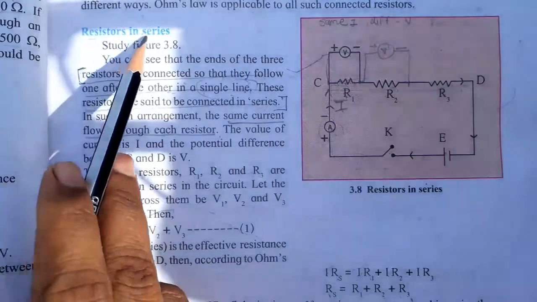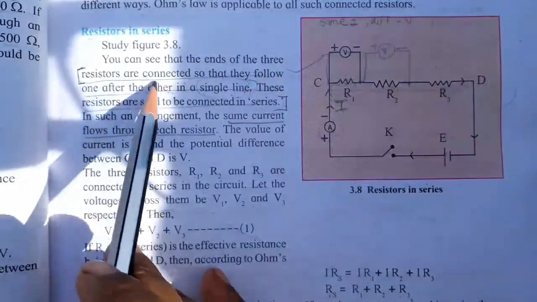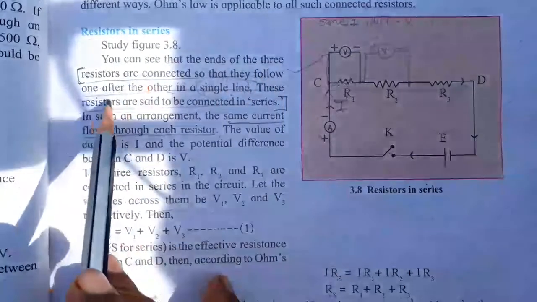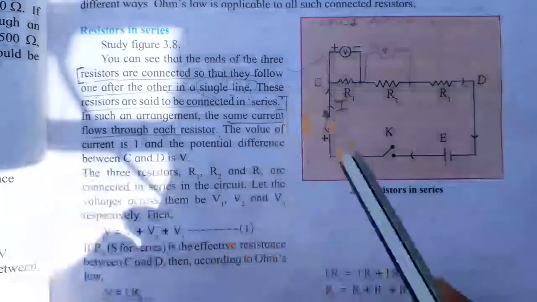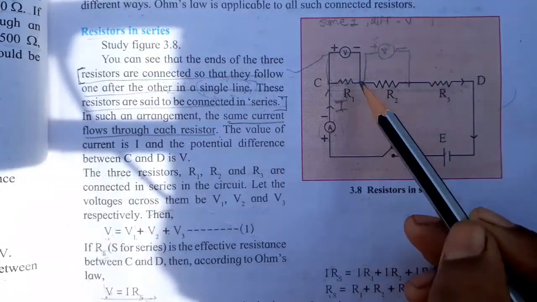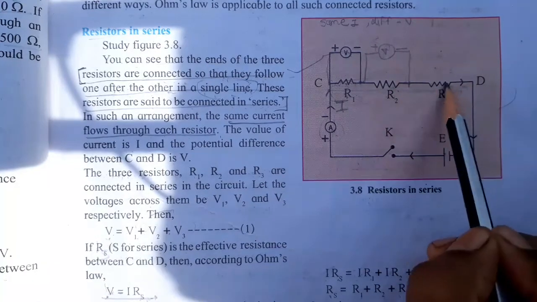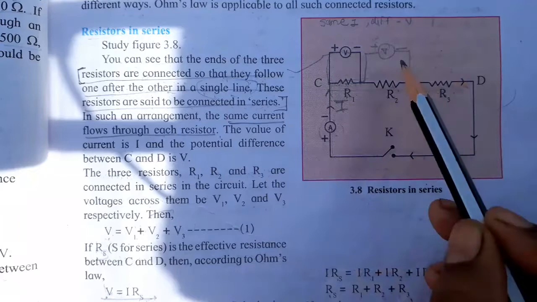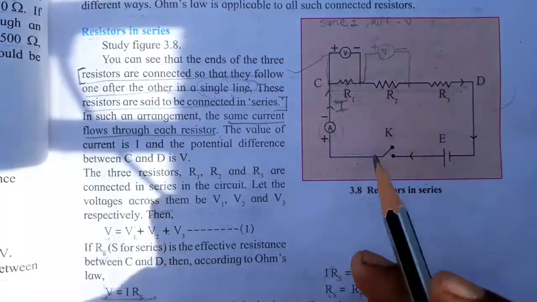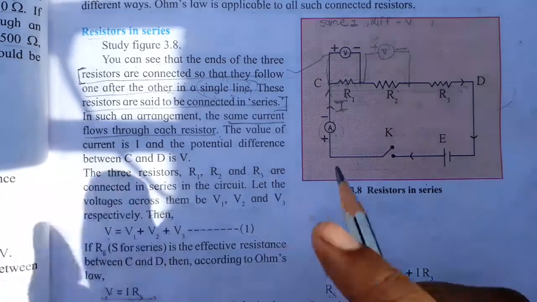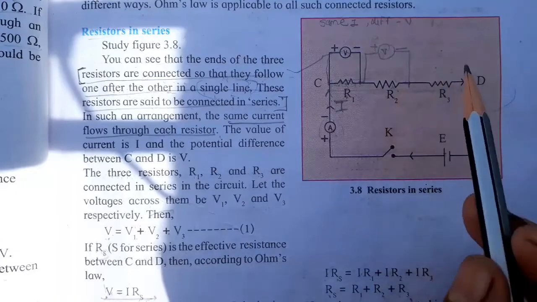Resistors in series: you can say that the ends of three resistors are connected so that they follow one after the other in a single line. If you observe in the figure here, R1, R2 and R3 are connected one after another, and such an arrangement is called series resistors. In such an arrangement, the same current flows through each resistance.